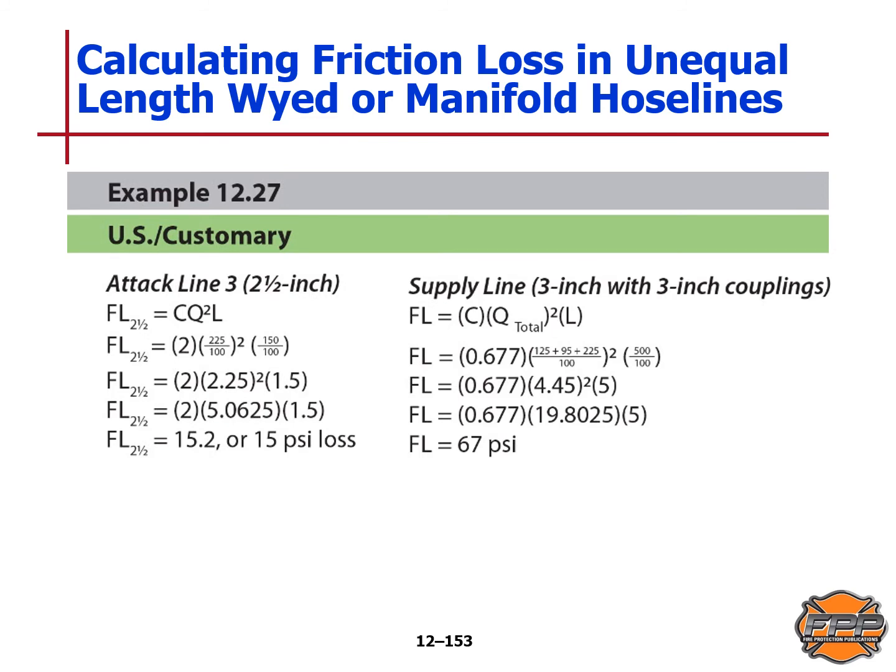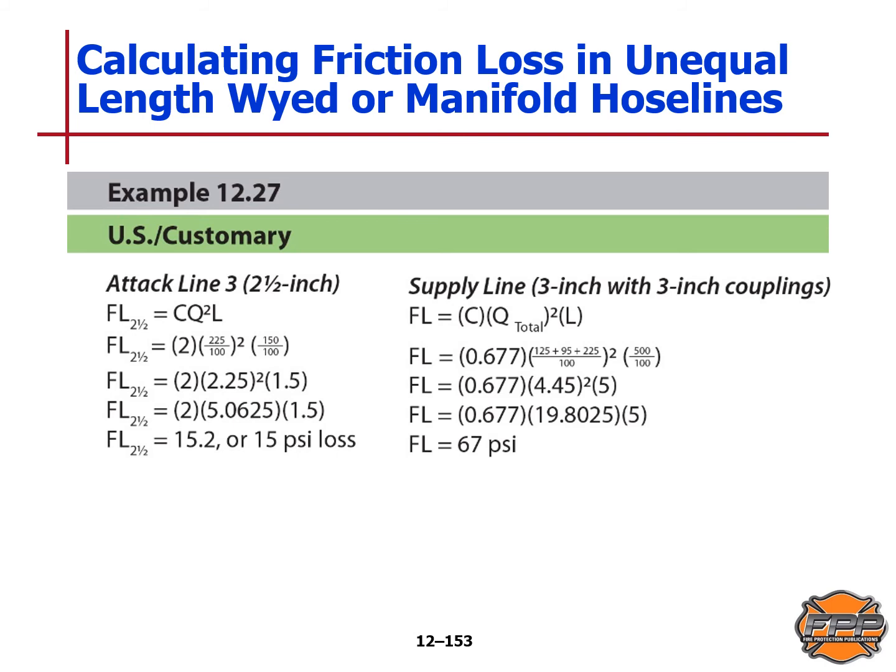Now let's talk about calculating friction loss in unequal length wide or manifold hose lines, looking at attack line 3 and supply line 3 with 3-inch couplings. So let's look at attack line 3 with a 2.5 inch coupling. So we have friction loss at 2.5 equals CQ squared L, again same formula. So friction loss 2.5 equals 2 times 225 divided by 100 squared, which is your hose length divided by 100 squared, times 150 divided by 100, which is hose length divided by 100.